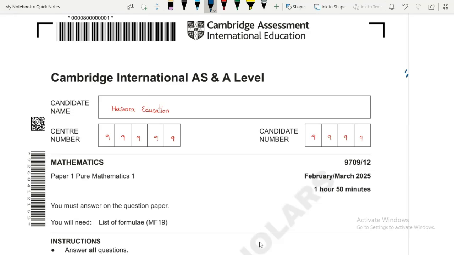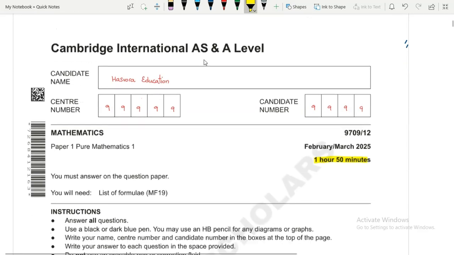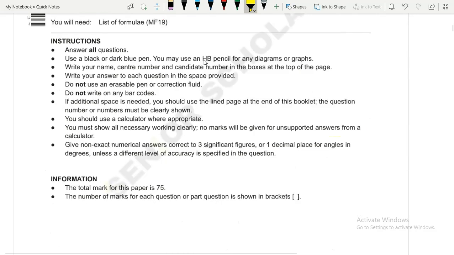Today we will be solving the Mathematics 9709 Paper 1 Variant 2, and this is the February-March 2025 session. The time allowed for this paper is 1 hour and 50 minutes, and the total marks for this paper are 75. So let's begin with the question.